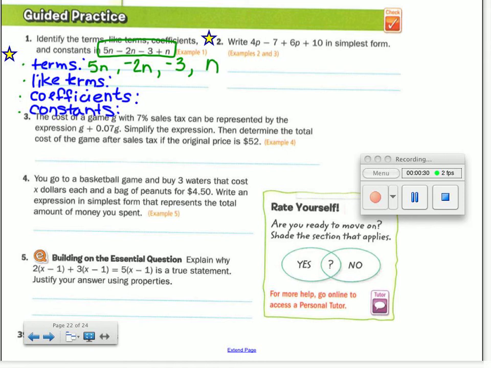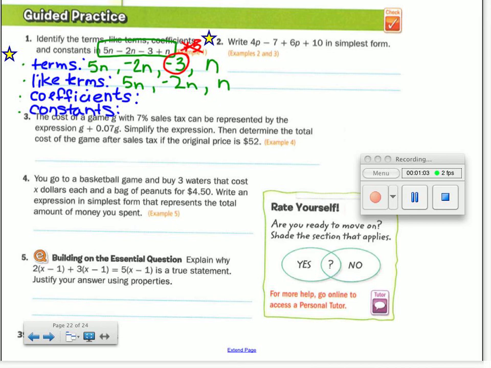All right, next, like terms. The like terms are either your constants, if you have a couple constants, or any variable with the same exponent. So your like terms for this would be 5n, negative 2n, and n, the single n. The negative 3 here, I'm just going to circle this, does not have a like term. If the problem would have had something like plus 5, then those would be like terms, but it does not.